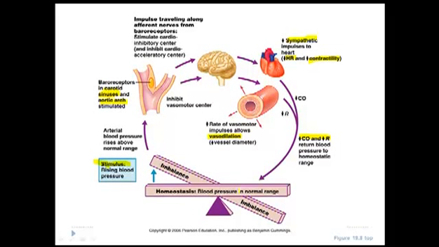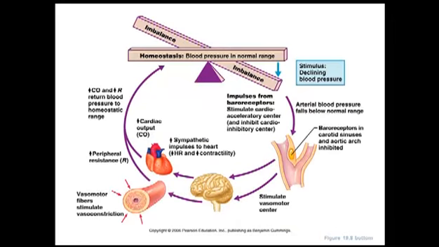Now let's say that blood pressure goes below that normal range, we're going to get the opposite effects going on here. So my baroreceptors would see my blood pressure was too low, and we would go to our cardioactive centers, okay, and we would increase sympathetic activity, which would increase heart rate, and we'd get vasoconstriction, and we would get our blood pressure back up there where we wanted it to be.